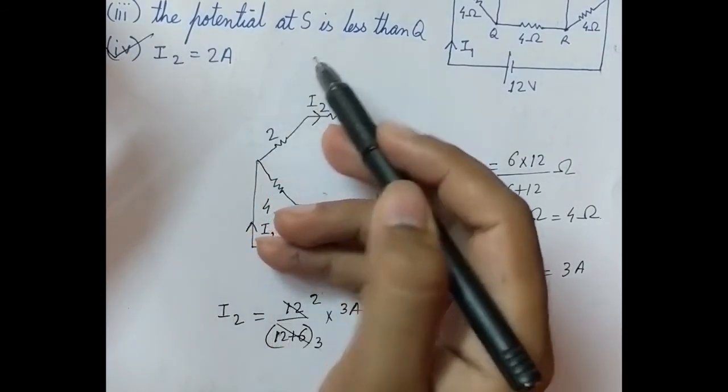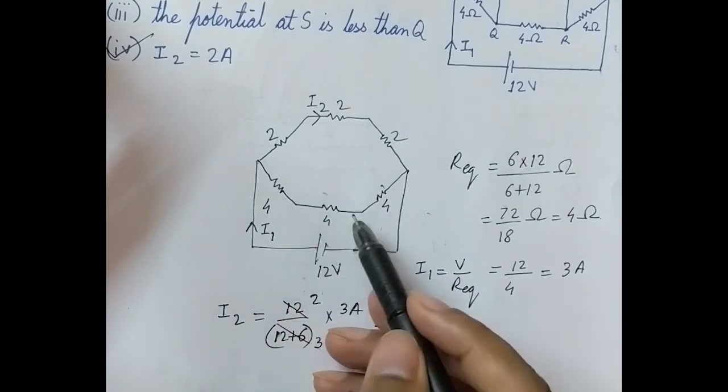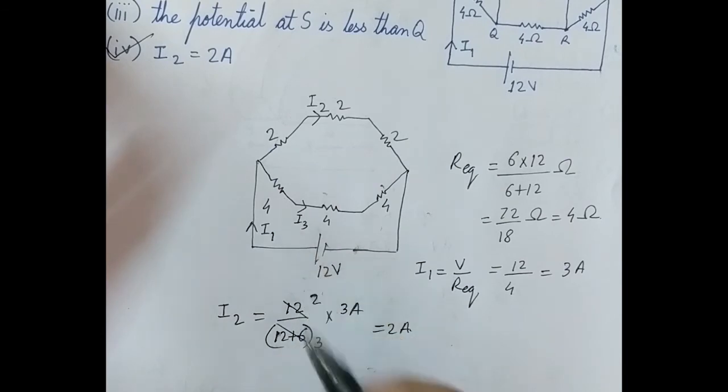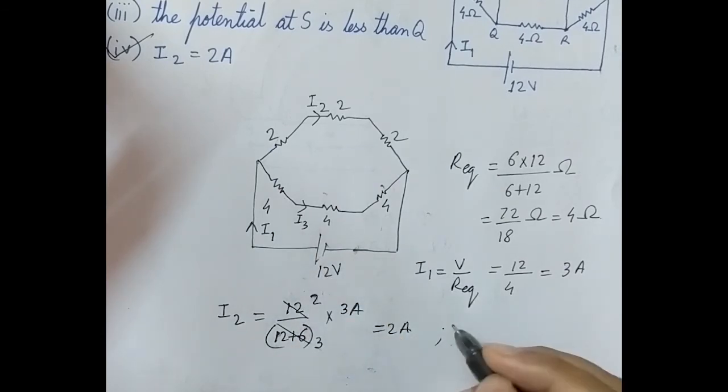Now for the third option, we also need to find the current through the other branch over here. Let's call this I3. If I2 is 2 ampere, then I3 has to be equal to 1 ampere.